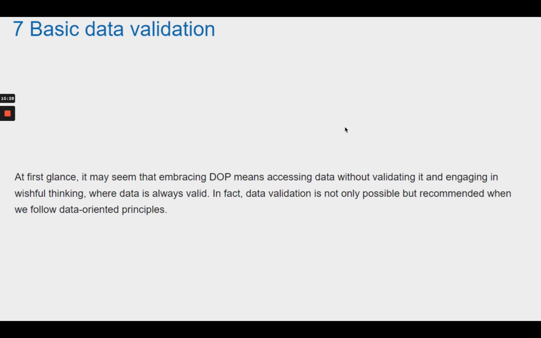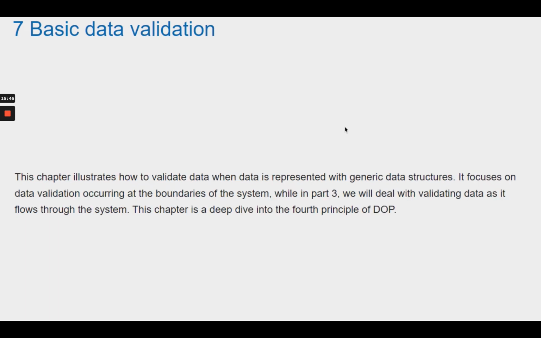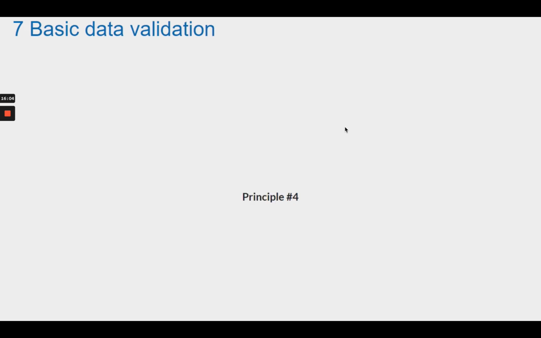At first glance, it may seem that embracing DOP means accessing data without validating it and engaging in wishful thinking, where data is always valid. In fact, data validation is not only possible, but recommended when we follow data-oriented principles. This chapter illustrates how to validate data when data is represented with generic data structures. It focuses on data validation occurring at the boundaries of the system, while in Part 3, we will deal with validating data as it flows through the system. This chapter is a deep dive into the fourth principle of DOP. Principle number 4. Separate data schema from data representation.